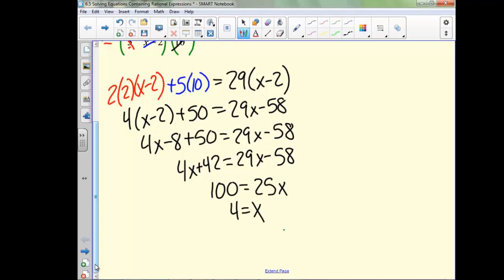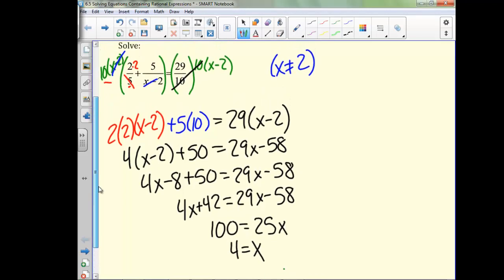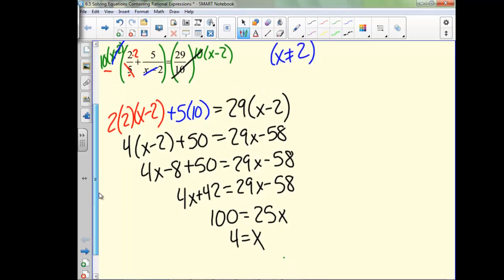And now we have to make sure, was 4 one of the numbers we said x couldn't be? And no, it's not, because x couldn't be 2. So here's our answer.